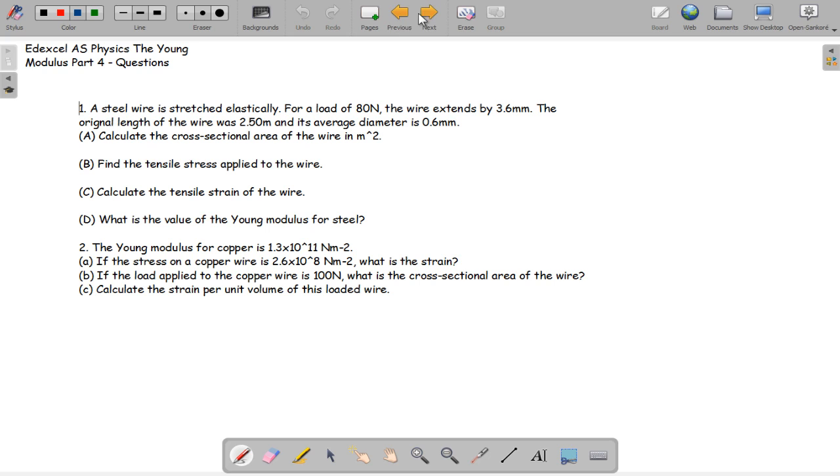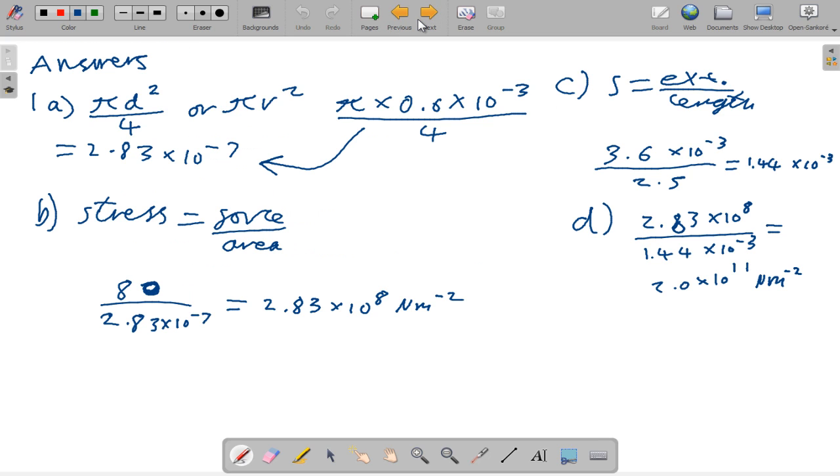Okay, hopefully you had a go. So now we'll go for the cross-sectional area. So it's pi times 0.6 times 10 to the minus 3 all over 4, or pi times 0.6 times 10 to the minus 3 all squared, and that's equal to 2.83 times 10 to the minus 7. So stress is equal to force over area, and 80 over 2.83 times 10 to the minus 7 is equal to 2.83 times 10 to the 8 N m to the minus 2.